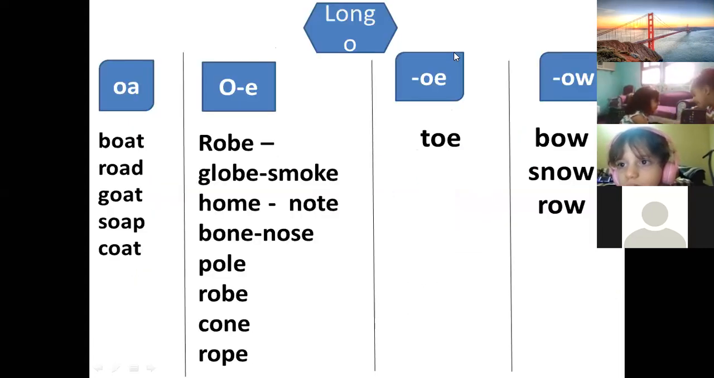I need who will come to read with me? Okay, I will choose.